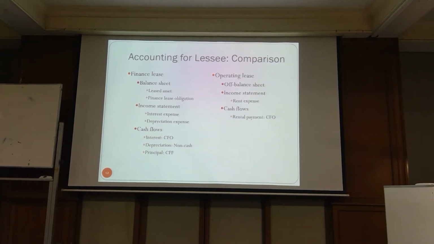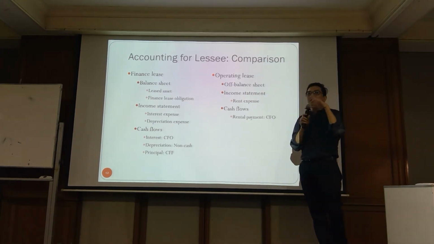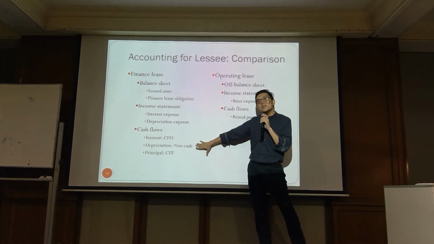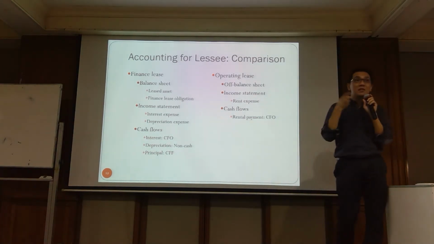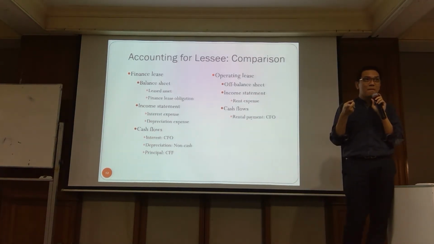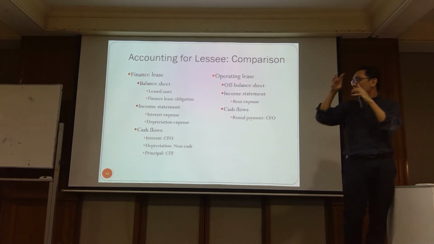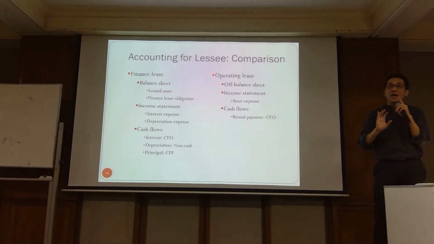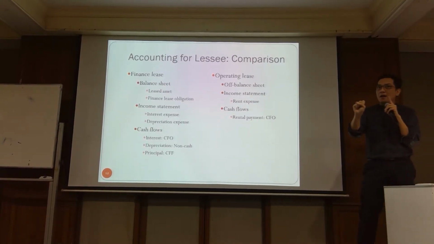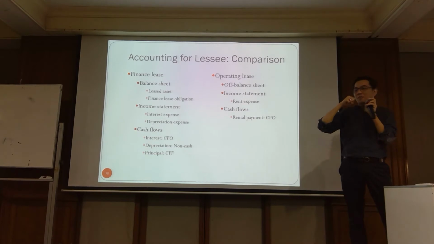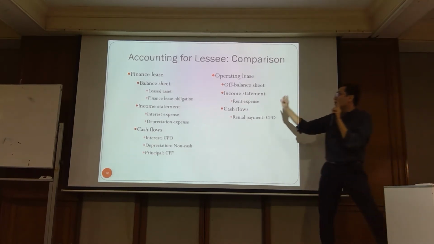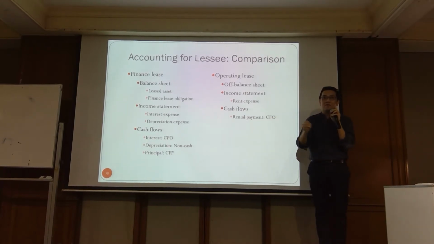But the important thing is the bottom one, cash flow. What happened to the cash flow when you pick FL? Of course, you pay off the interest. Depreciation, non-cash. The principal, when you pay off, turns to be CFF, not CFO. Isn't it? This means you separate the way you pay into different kinds of payment, different kinds of activity. You pay one amount, but it goes to different lines. One as the interest, one as paying off the principal. But if you pick OL, the rental payment is treated only as CFO.